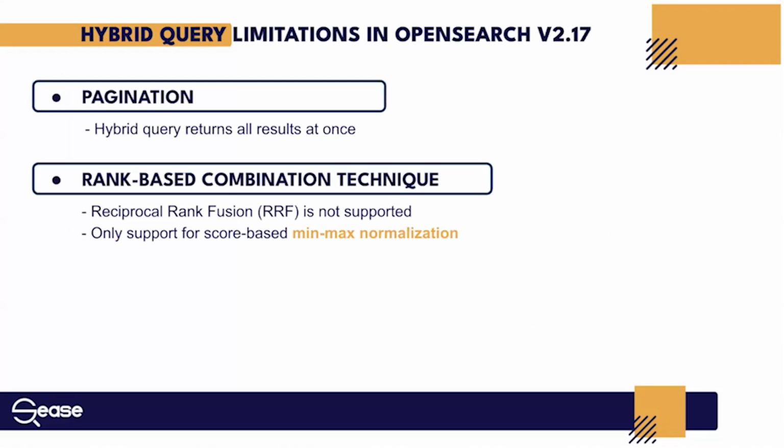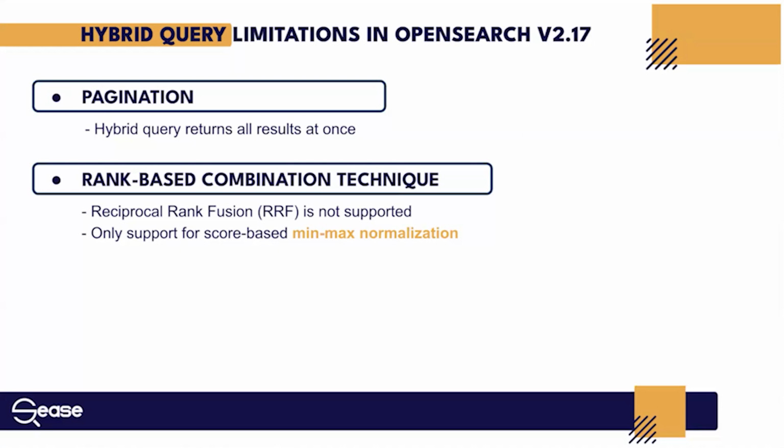With the v2.17 version of OpenSearch, there is a hybrid query. You can do hybrid search, but there are two main limitations. One is pagination. With that version, pagination is not supported, because whenever you do a hybrid query search, it just returns all results at once. So you have to do all the pagination on your own.